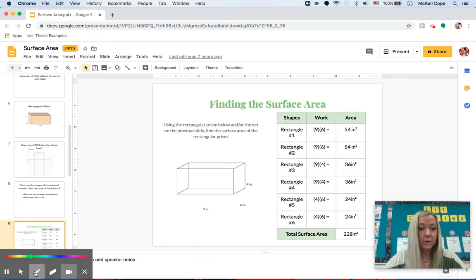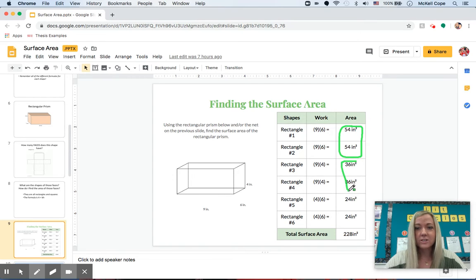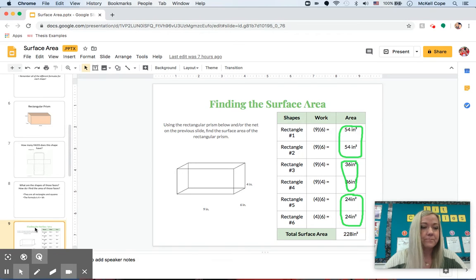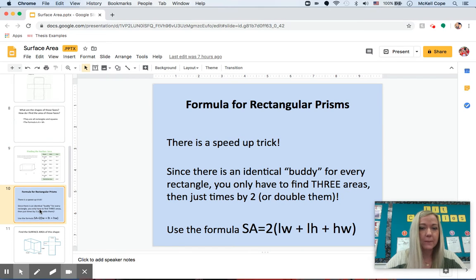So you will notice that we have these 2 that are exactly the same, and we have these 2 that are exactly the same, and then we have these 2 that are exactly the same. So you'll notice that we really only need to find 3 different answers. But once I have those 3 answers, I do have to double them because really we know that there are 6 faces, right? Okay. So let's move on, and we're going to talk about the formula.